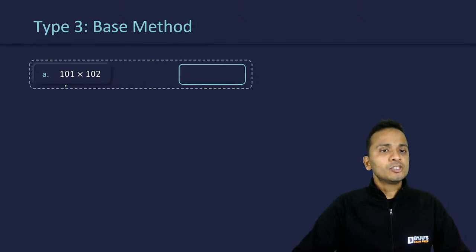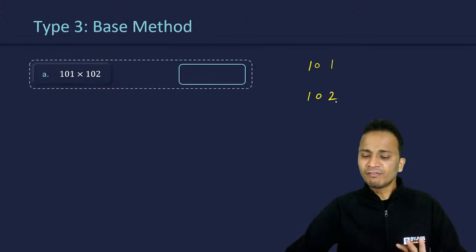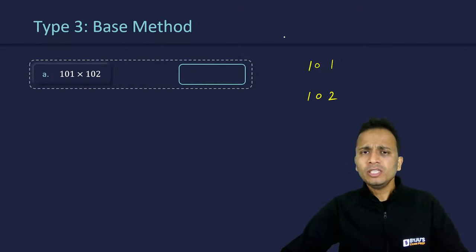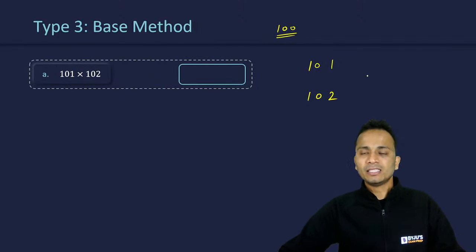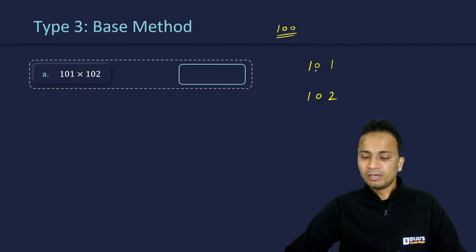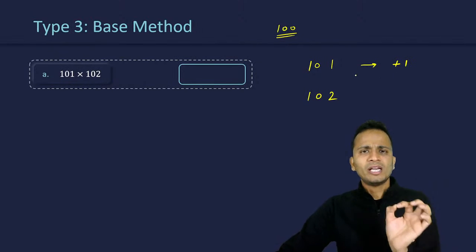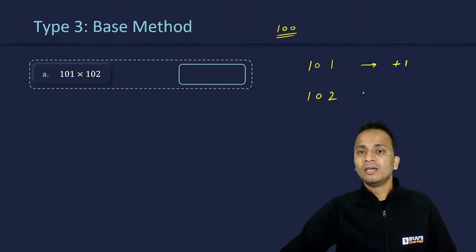Okay? So 101 and 102. I have to multiply these two numbers. I'll go very slowly. I can see that both these numbers are near to 100. So I'll select 100 as the base. Now as the base is 100, the first number is 1 more than 100. Whatever is extra or less, I write it down. So 101 is 1 more than 100. Okay, so I wrote plus 1. 102 is 2 more than 100. So I have written plus 2, right?